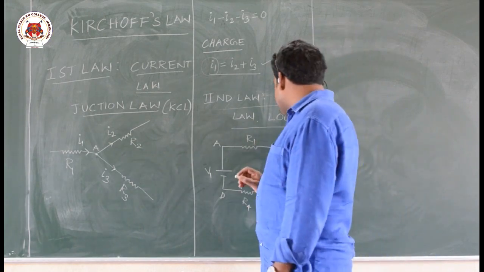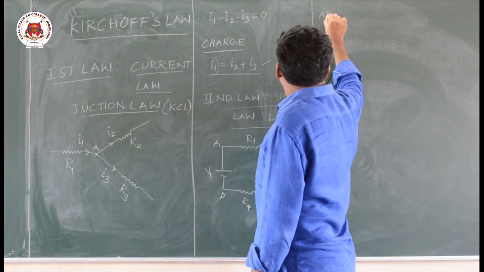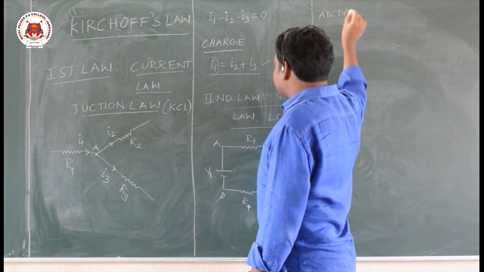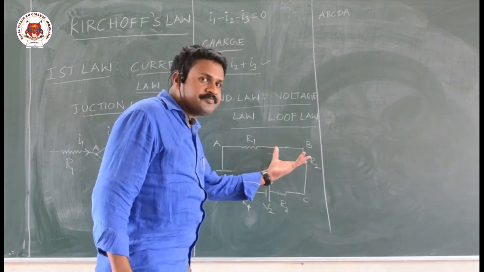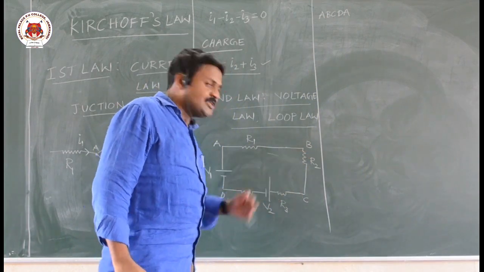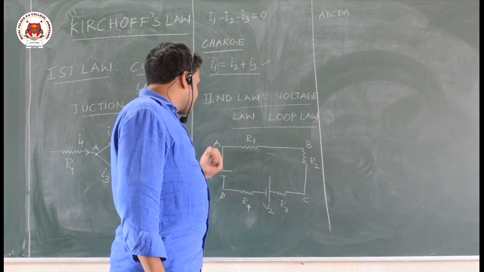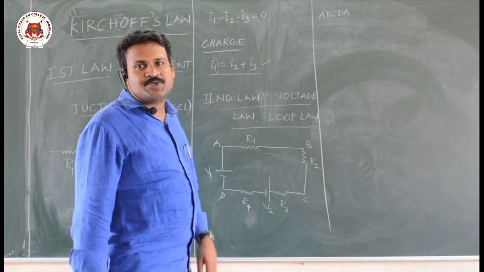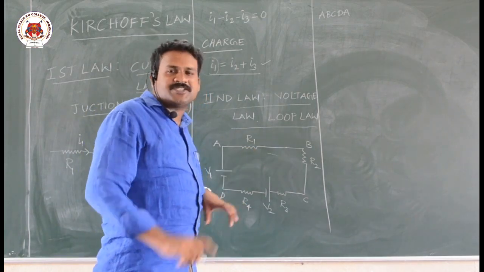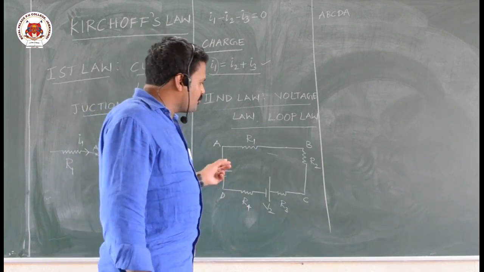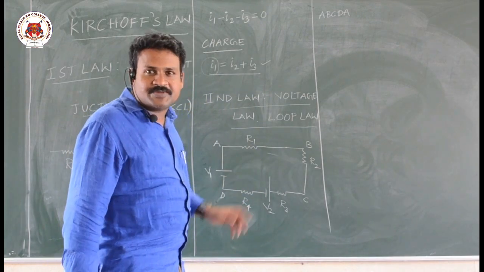Let us take the loop A, B, C, D, A. The potential difference across AB, across BC, across CD, and across DA, if I add them, I should get 0. You already know potential difference is work done per unit charge. Work done to move a unit charge inside a circuit is nothing but potential difference.